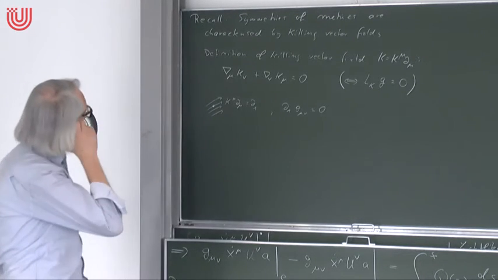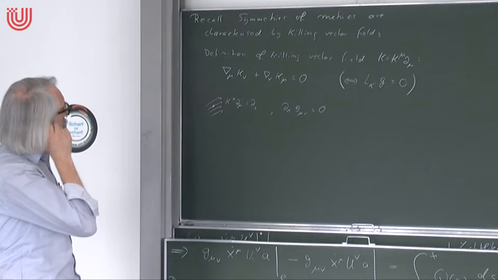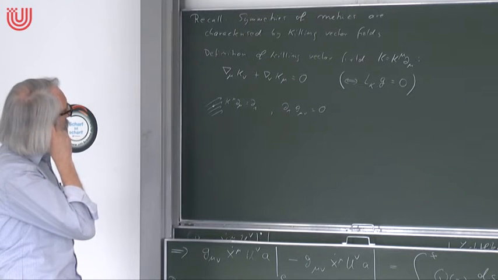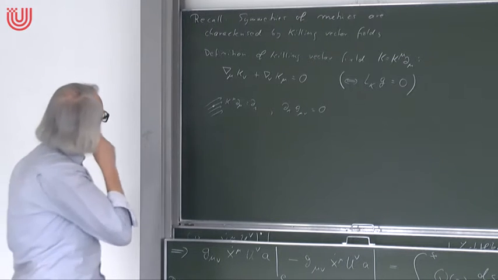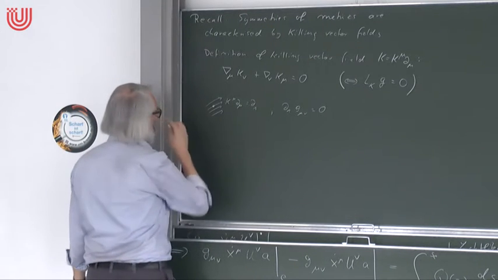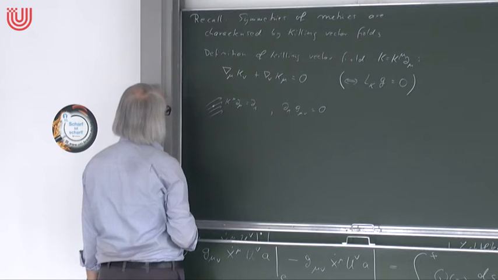So this is the notion of a Killing vector field, which describes symmetry in general relativity. And with the help of this, we can now characterize the Bianchi models. So the Bianchi models, or Bianchi, how should I write this?